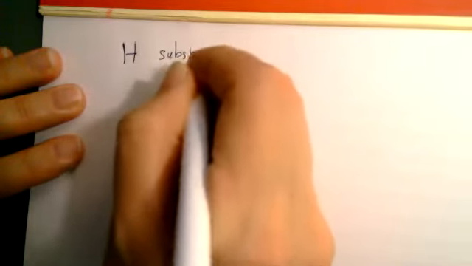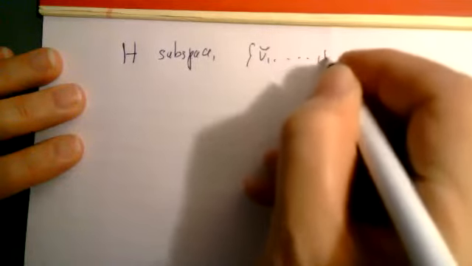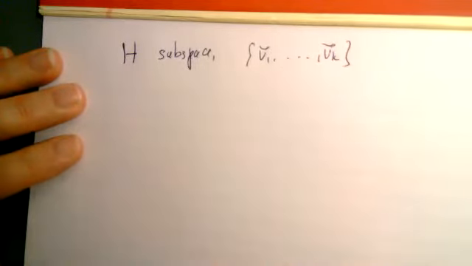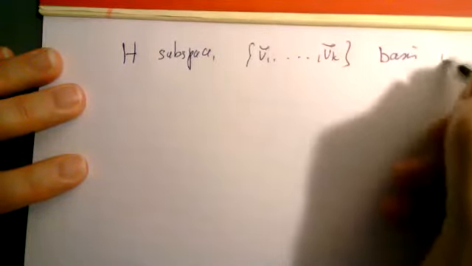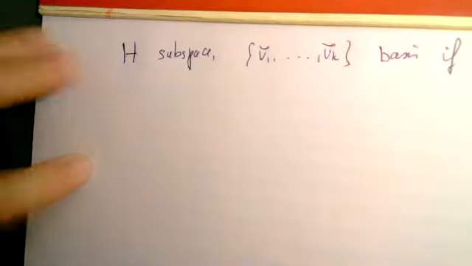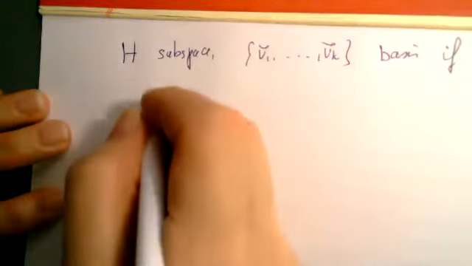So let H be a subspace, and I have a bunch of vectors in it: 2, 3, 4, whatever. They form a basis if... All right, who would like to tell me the definition of a basis? What does it mean that those vectors form a basis? Please hurry up, because we'll be tested on it. It's important. Anybody? It's a linearly independent set in H that spans H.